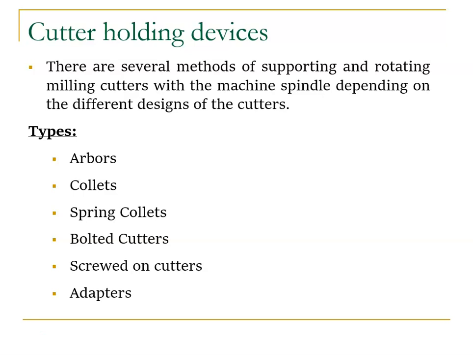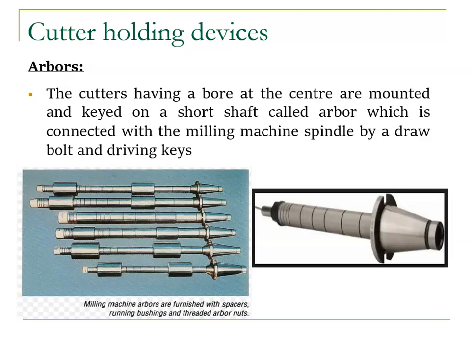Right. So we have already seen the nomenclature of the milling cutter, right? We have a spindle hole, and we connect directly to that spindle. So based on the spindle and the cutter design, we have a variety of tool holding devices or cutter holding devices. There are arbors, collets, spring collets, bolted cutters, screwed on cutters, adapters. Right, so these are some of the tool holding devices.